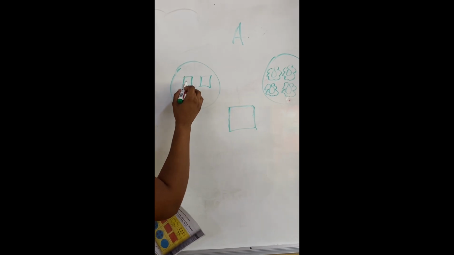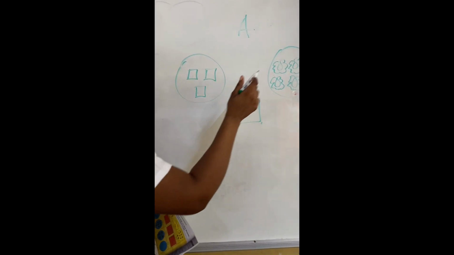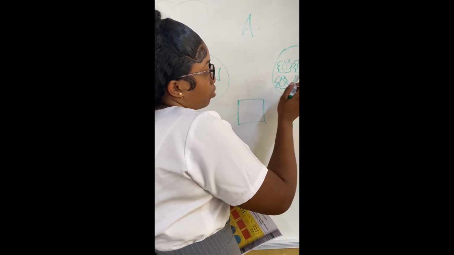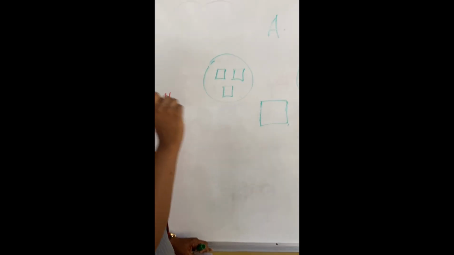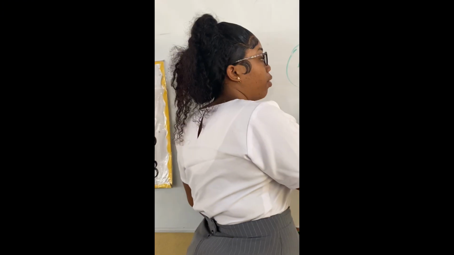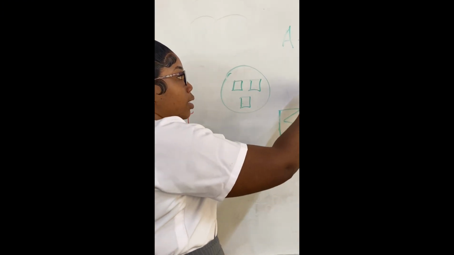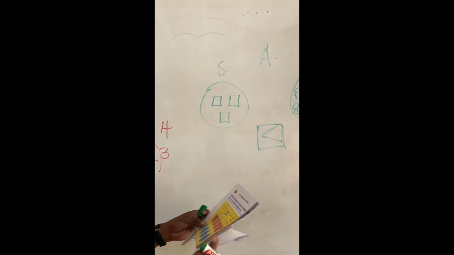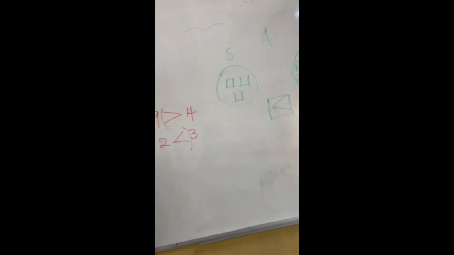So how many squares do we have in this circle? Let's count. 1, 2, 3. And how many flowers do we have in this circle? 1, 2, 3, 4. So where would I put the alligator mouth, or the more than or greater than sign? Very good. I will put it to the circle that has the most, which is the circle with the flowers. Good, very good. Now let's look at group B.